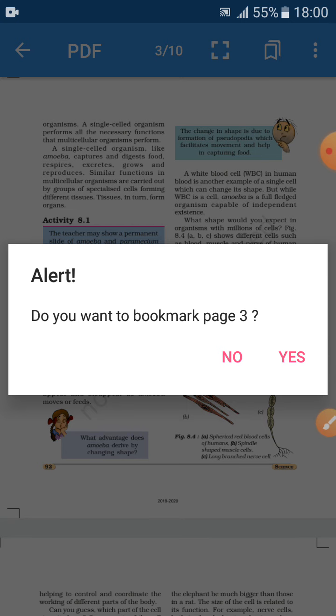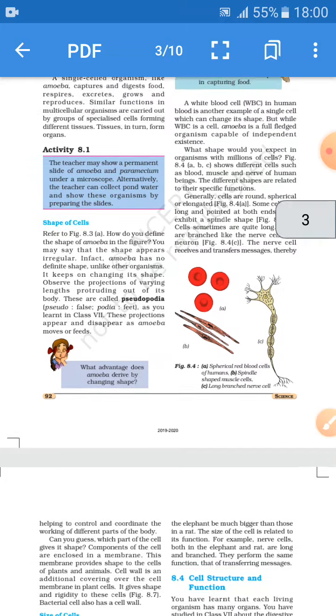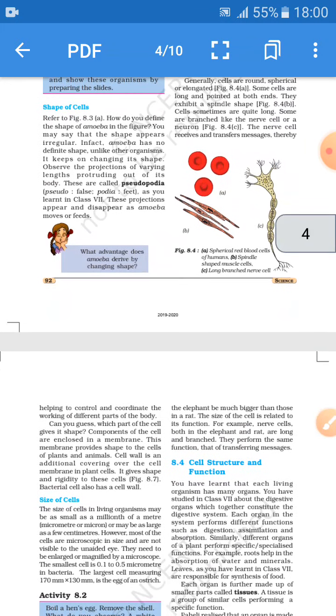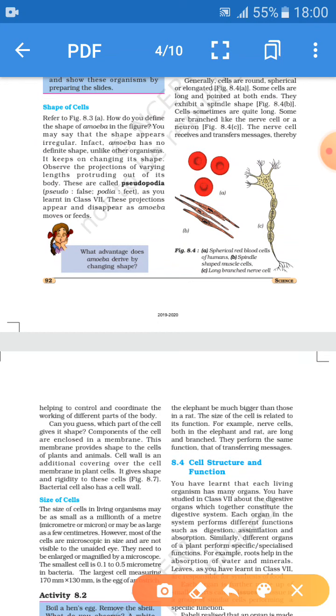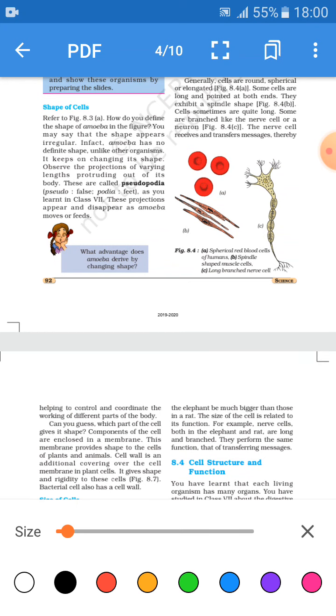Now, moving ahead, we will come to the shape of the cell. There are different shapes of cells. For example, you can see here in figure 8.4, the spherical RBC. Red blood cells are spherical and they are denucleated. Denucleated means they are devoid of nucleus, they do not have a nucleus.